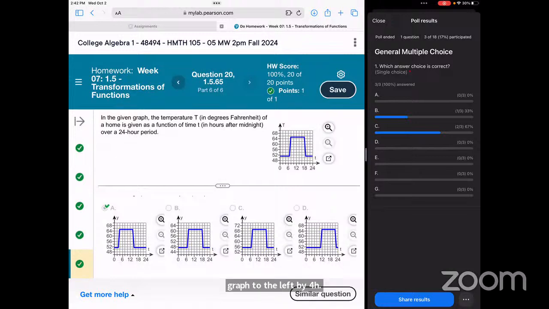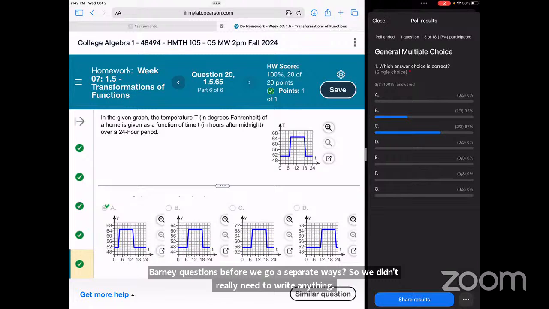Got one more? Oh, that was it? We did it. All right, guys, that was perfect timing. Are there any burning questions before we go our separate ways? We didn't really need to write anything, okay? If there aren't any burning questions, we're gonna go ahead and end the session here.